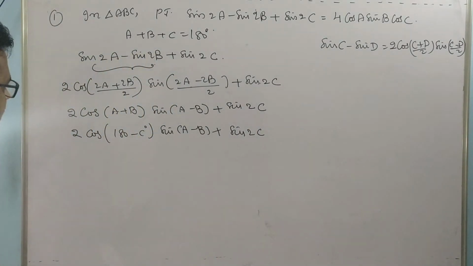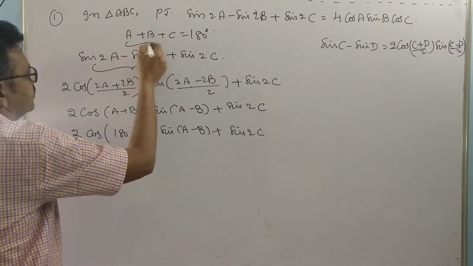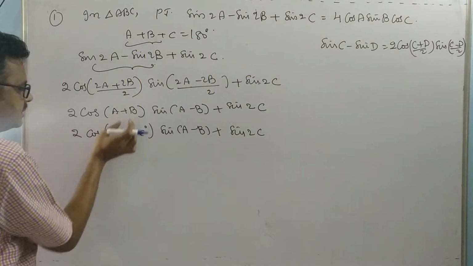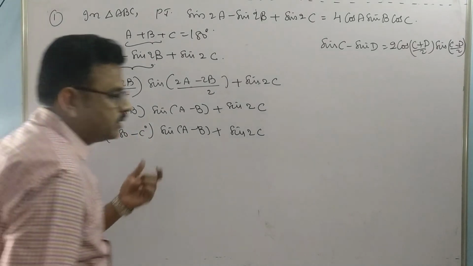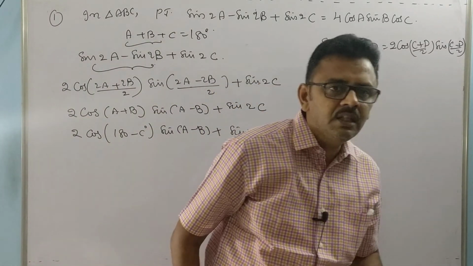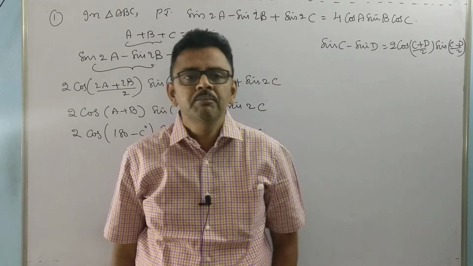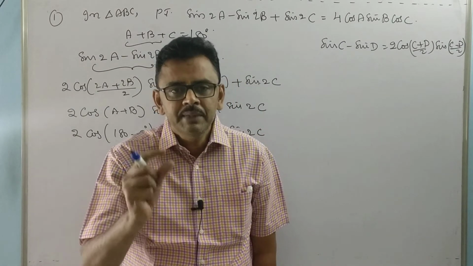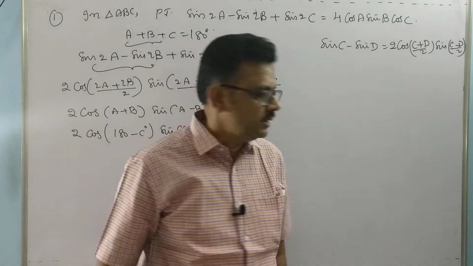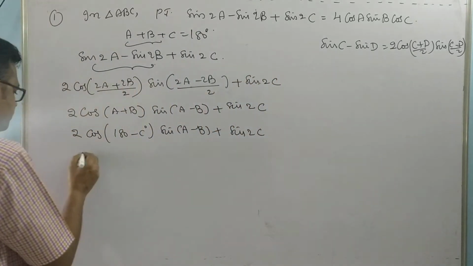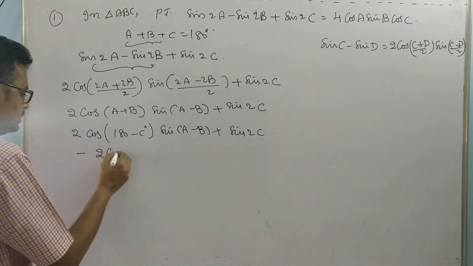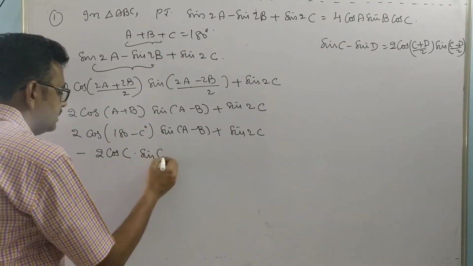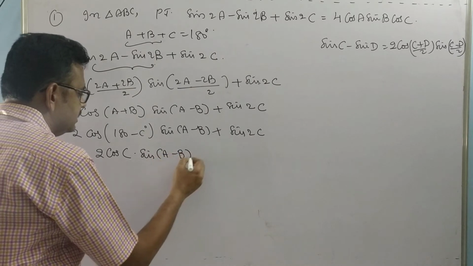Since A plus B plus C equals 180, A plus B equals 180 minus C. Now cos of 180 minus theta equals minus cos theta, because in the second quadrant, cos is negative. So that is equal to minus 2 cos C into sin of (A minus B) plus sin 2C.